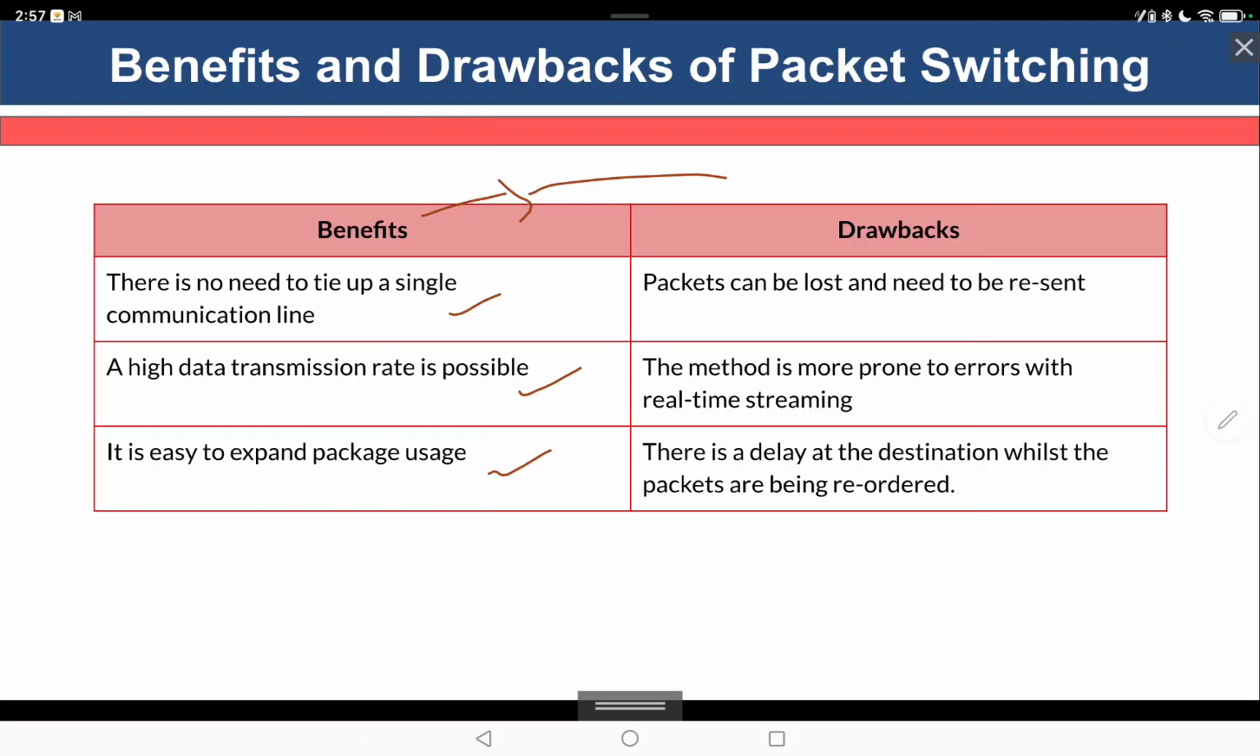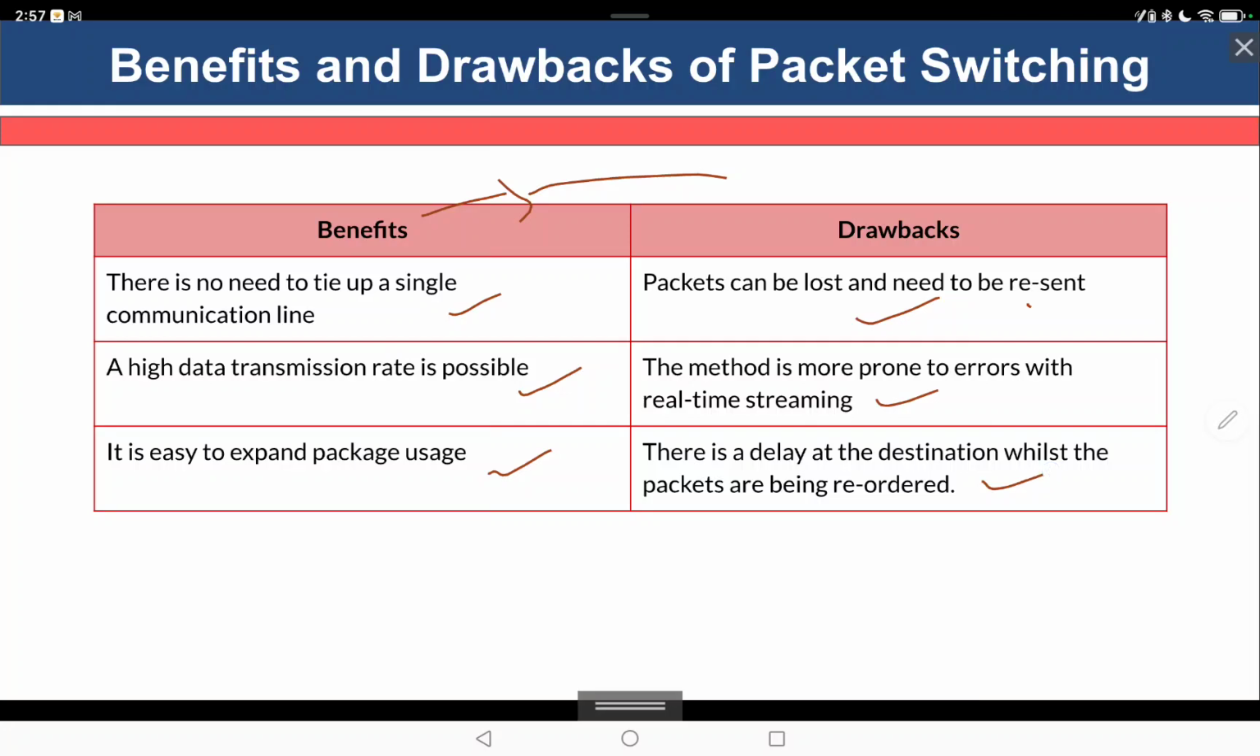Now let's look at the drawbacks. Packets can be lost and need to be resent. So it can be due to interference. Some packets may be lost, and when packets are lost, they have to be resent. The method is more prone to errors with real-time streaming. So this method is not ideal for live streaming because there can be delays and errors can affect real-time applications.